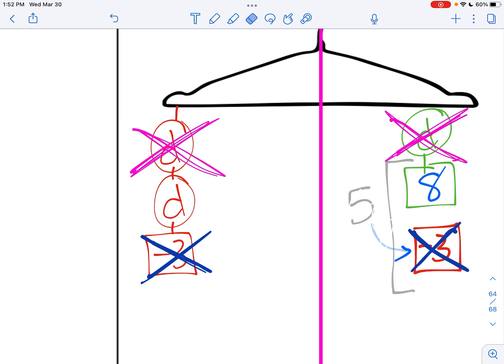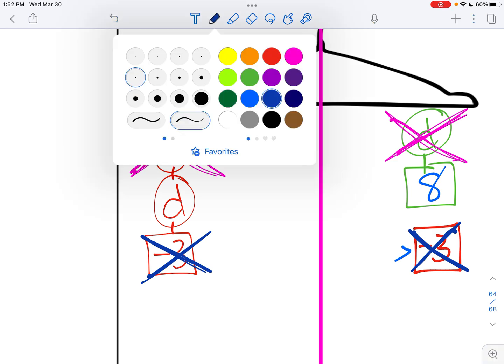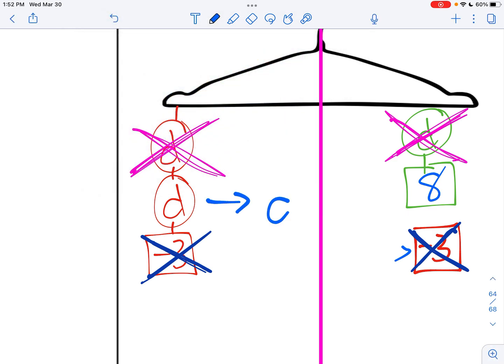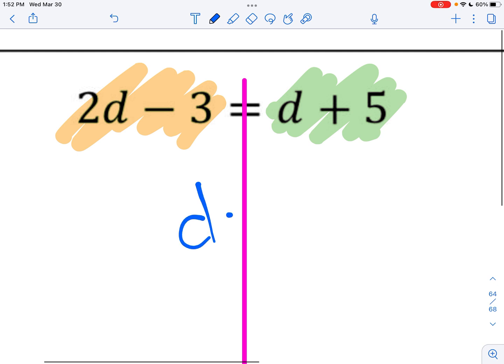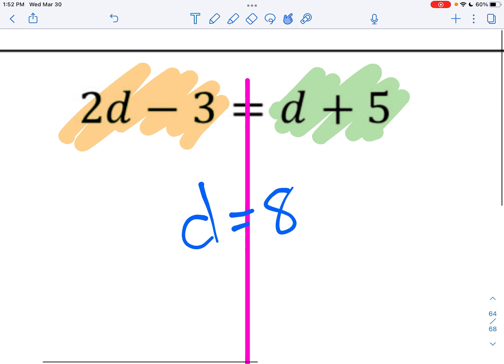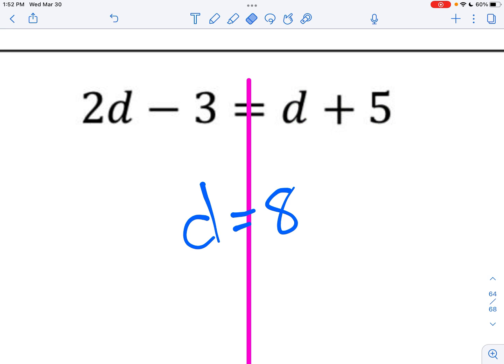And what I'm left with is D on this side equals 8. I think that should be it. So let's write it in. D equals 8. And then above each D, I need to write 8. I'm going to get a skinnier pencil here. 8, and here's a D in parentheses, 8.